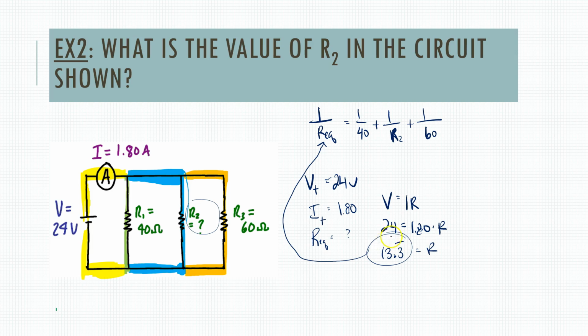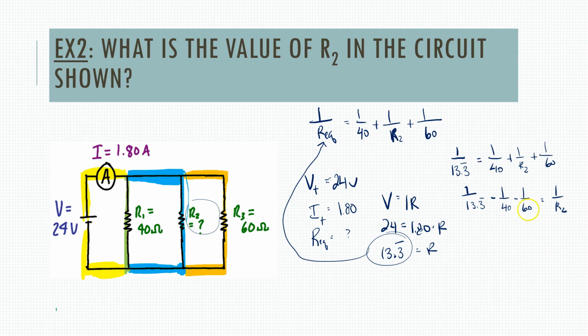Now, how we do this from here becomes a fun little math thing. I'm using the word fun somewhat sarcastically. I guess I'm going to have enough room. We'll find out. So what we're going to have is 1 over 13.3 repeating is equal to 1 over 40 plus 1 over R2 plus 1 over 60. Now, we're going to solve for 1 over R2 is what I would do. We're going to subtract the other ones from this side. 1 over 13.3 repeating minus 1 over 40 minus 1 over 60 equals 1 over R2.